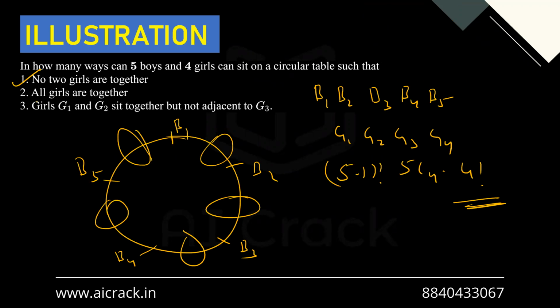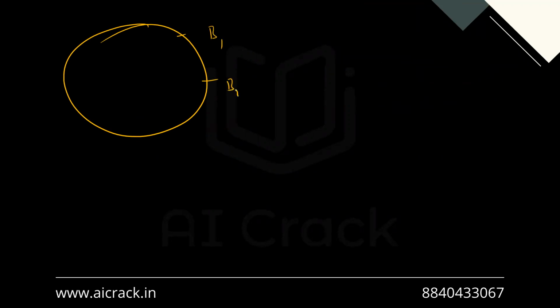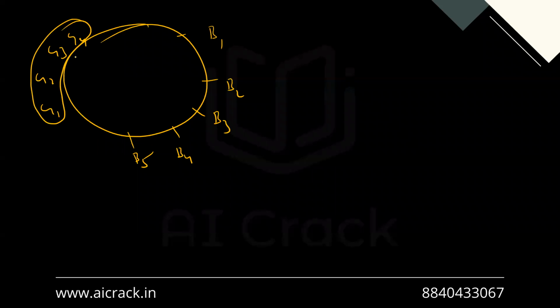Now let us look at the second question. All girls are together. So again, we have this case: B1, B2, B3, B4, and B5, and G1, G2, G3, and G4. So all these girls are sitting together. Okay, so we have 1, 2, 3, 4, 5, and 6, 6 entities, and we have to place them around a circular table. So we'll be doing that in (6 minus 1) factorial because of circular permutations.